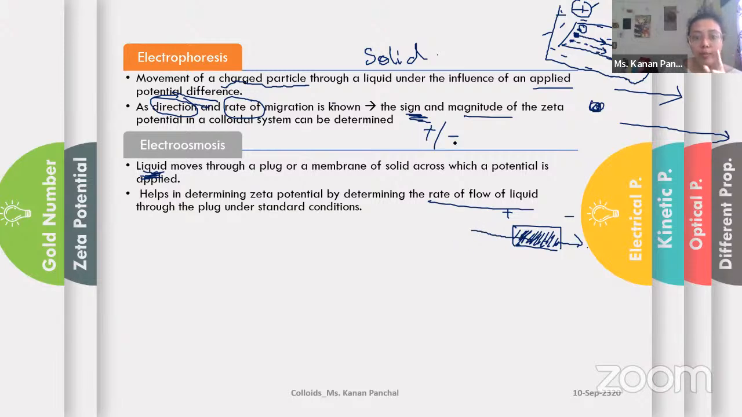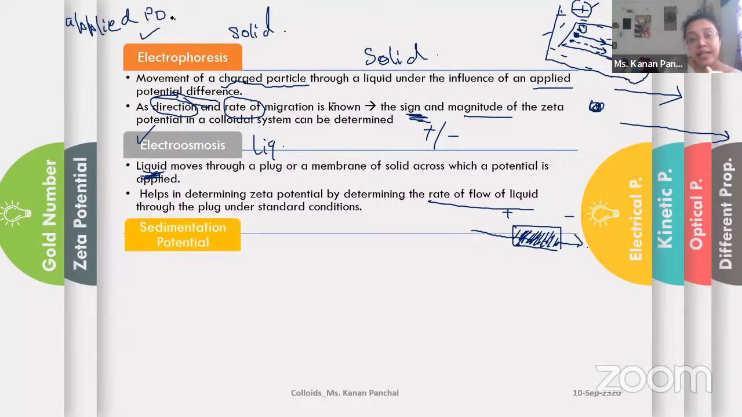Fine. So in both the things, you are applying potential difference, and in electrophoresis, solid is moving. In electro-osmosis, liquid is moving. All right. But तुम दोनों में charge you are applying. So there is an applied potential difference.